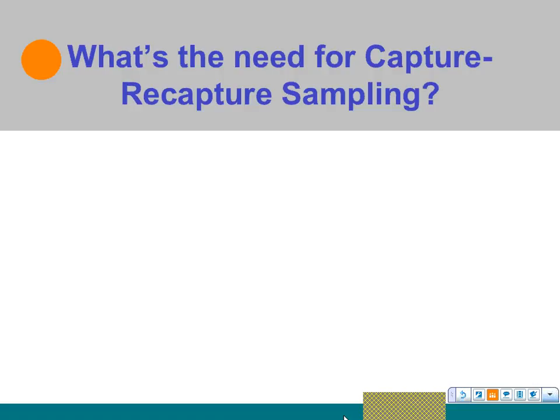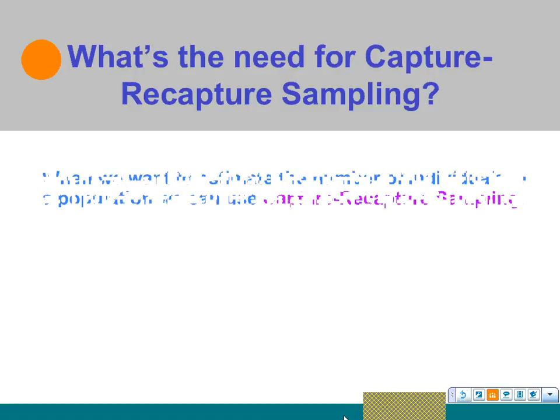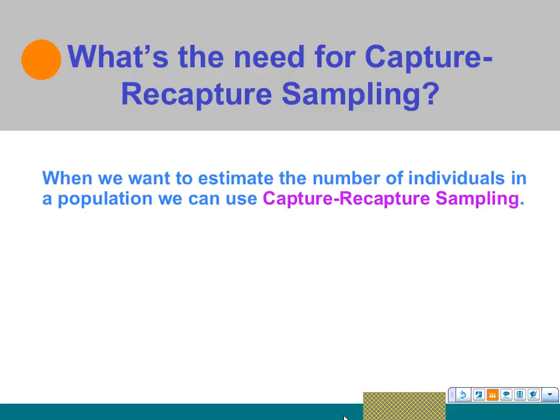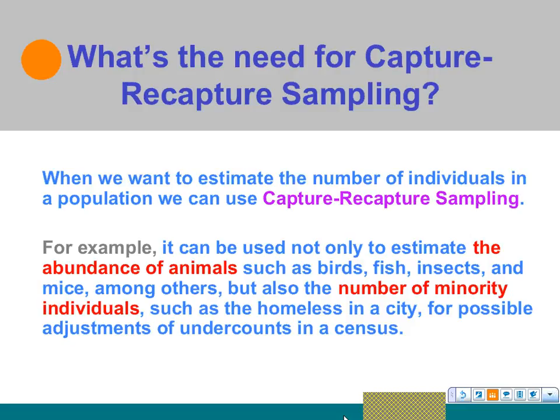In capture-recapture sampling, what you want to estimate is actually the number of individuals in a population. For this, you might be interested in knowing how many animals, such as birds or fish or insects or any other kinds of animals, or even, for example, the number of minority individuals. And this is important, for example, to know the number of homeless in a city so that you can possibly in the future do some adjustments of undercounts in the census.